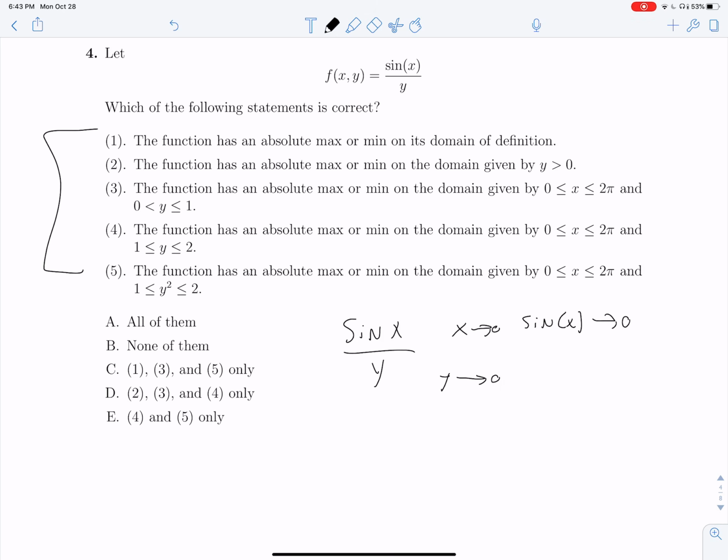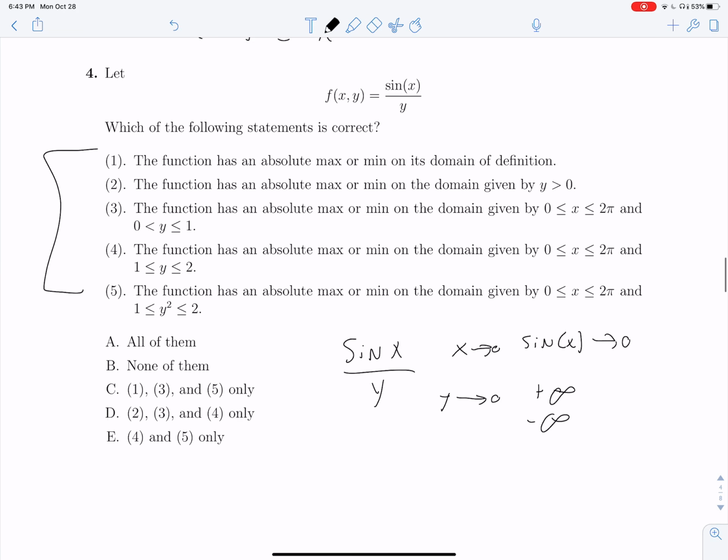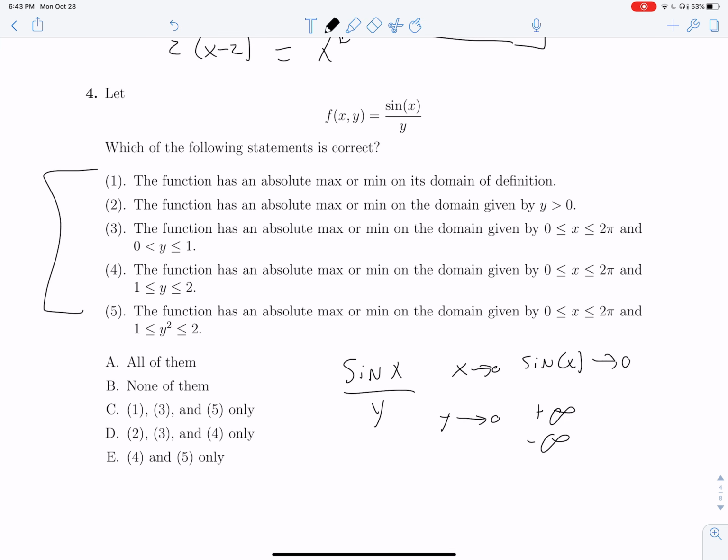Depending on which direction you approach from, the function will either approach positive infinity or negative infinity, which is no good. So we want to stay away from 0. So any statement up here that says something about the function being defined or having an absolute max for y equals 0 is very, very bad. So that's pretty much only number 1, whose domain of definition would include y equals 0, and so that's no good.